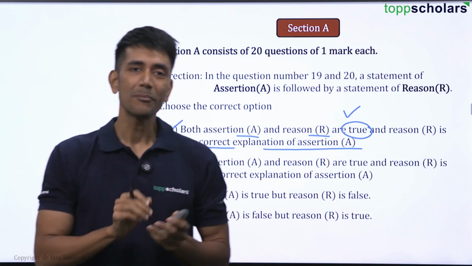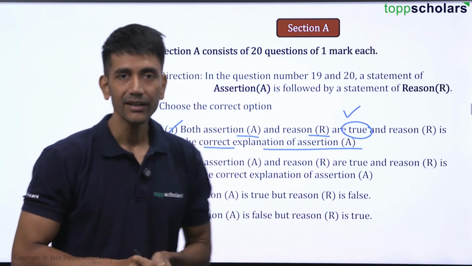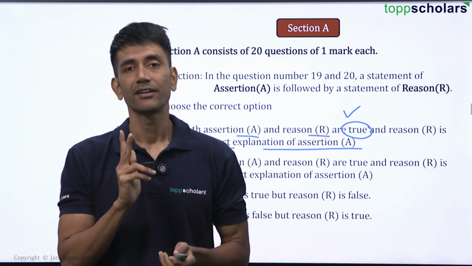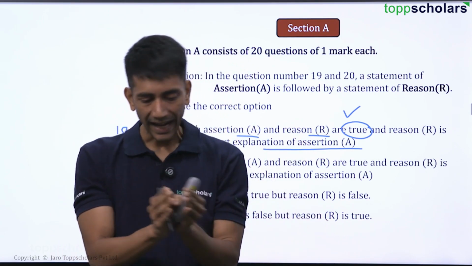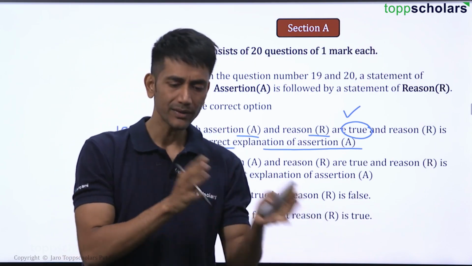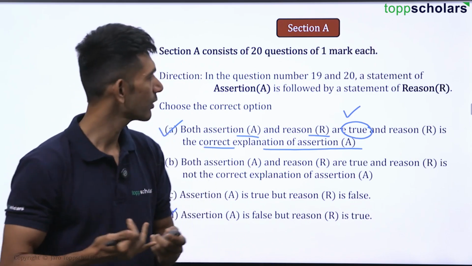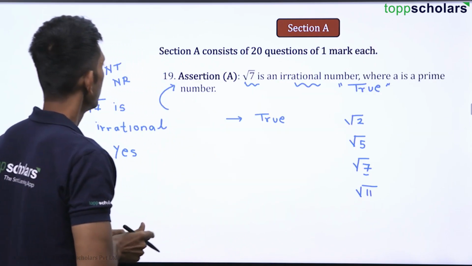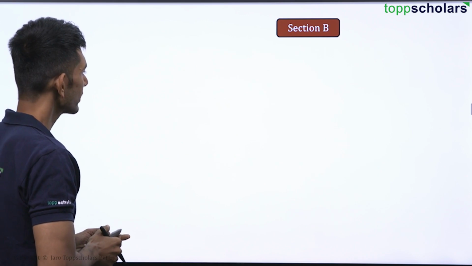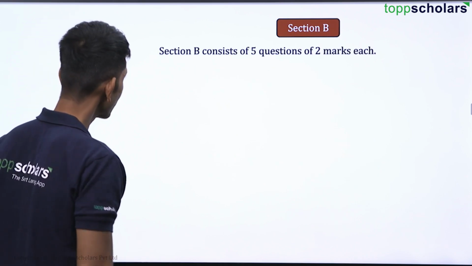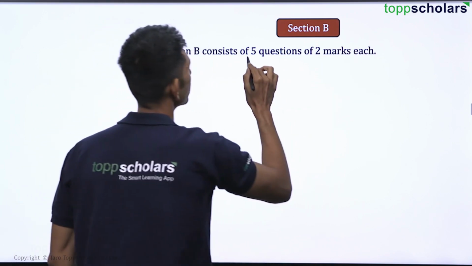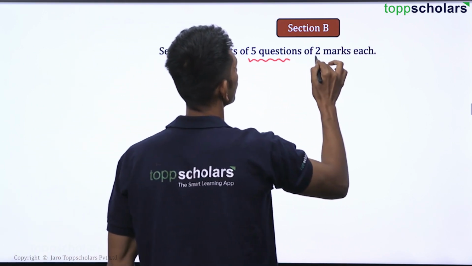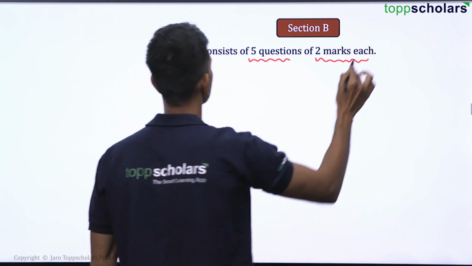So as of now, we have completed our section A, which carries 20 marks in total: 18 MCQ questions of 1 mark, and the last 2 questions are assertion and reasoning questions. Now let's have a look at section B. Section B consists of 5 questions of 2 marks each.